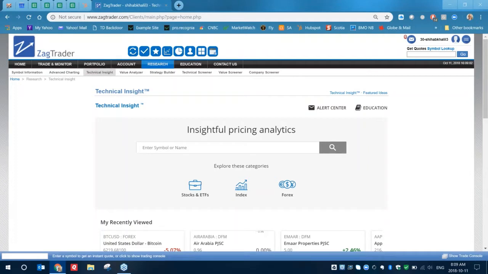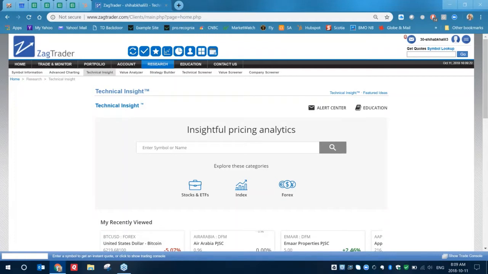And in the last 12 months, we've completed a complete redesign of Technical Insight, bringing it up to the latest web design standards using HTML5 and responsive design and accessibility and all those sorts of things. So it has a very, very nice clean user interface. And here I've brought up the Technical Insight product inside of the ZagTrader platform.